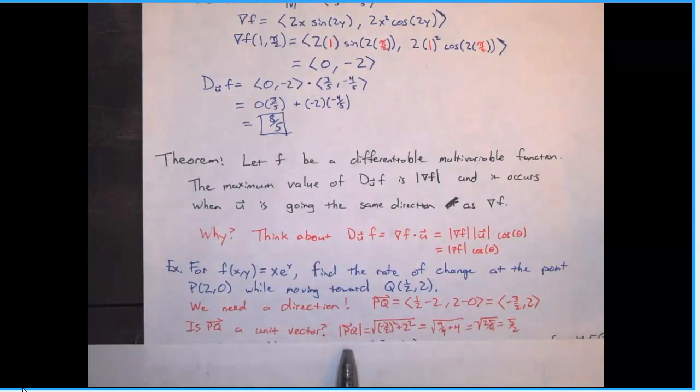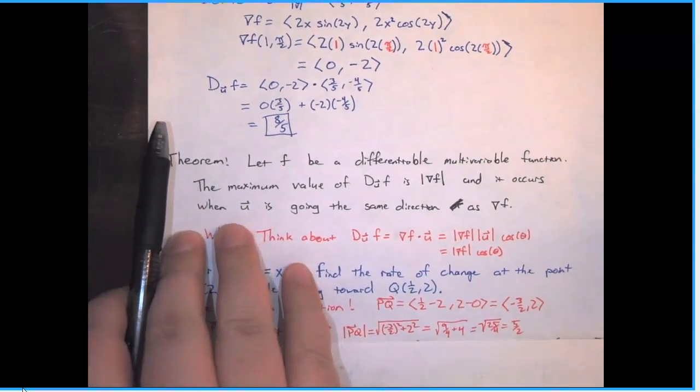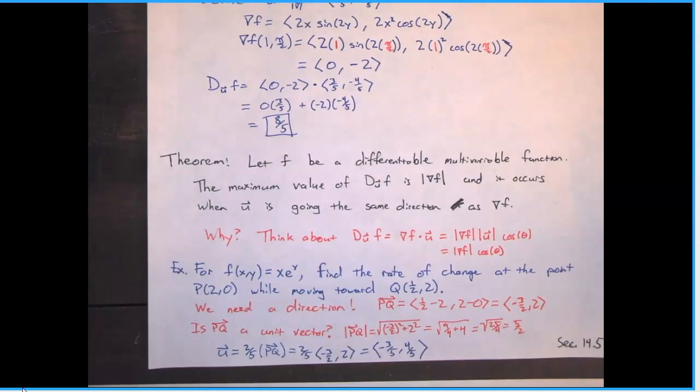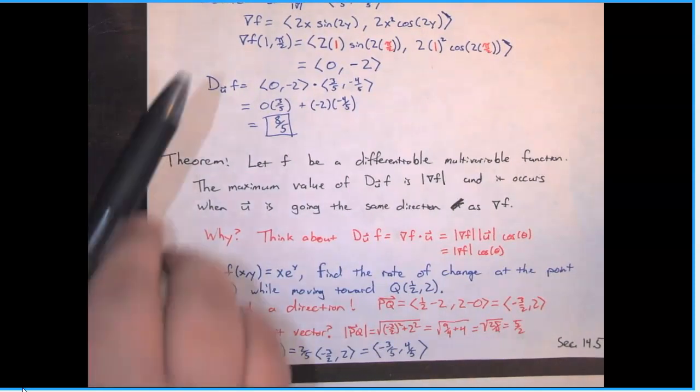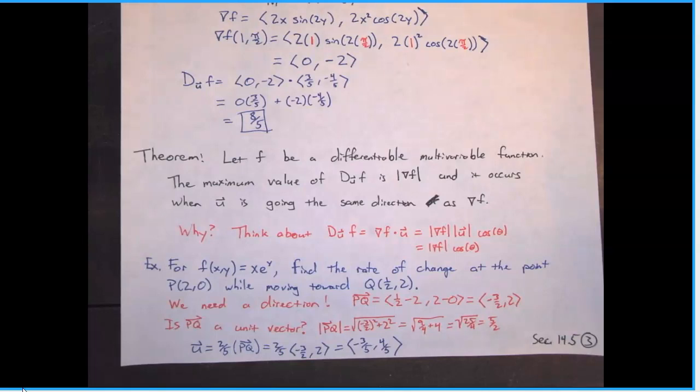So if I take the magnitude of PQ, I square the components, I add them together, I take a square root, I get the magnitude is 5/2. So no, this is not a unit vector. So I need to divide PQ by its magnitude, just like we did in the last example. Dividing by a fraction is the same as multiplying by its reciprocal. So I'm going to multiply PQ by 2/5, and I get that my direction vector is (-3/5, 4/5). Okay, so that's the direction I want to go.